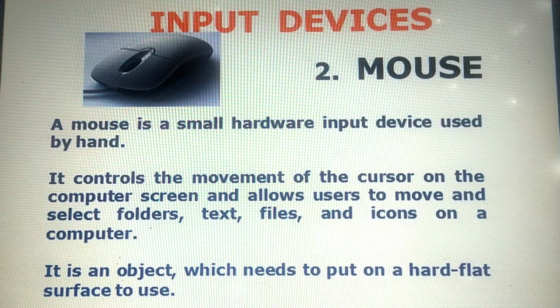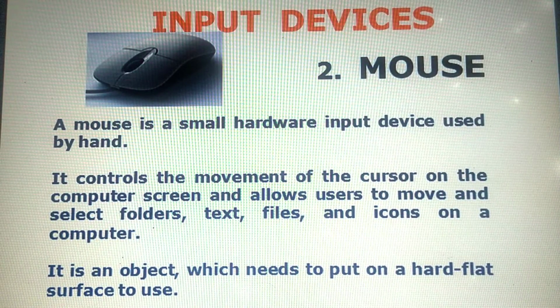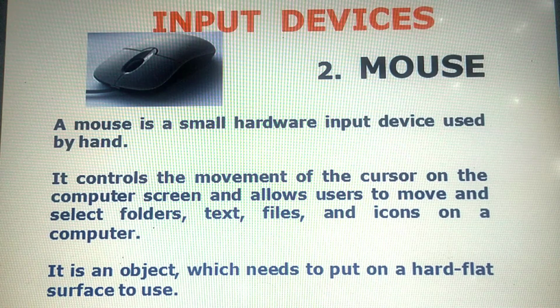Second input device is the mouse. A mouse is a small hardware input device used by hand. It controls the movement of the mouse cursor on the computer screen and allows users to move and select folders, text files and icons on a computer. It is an object which needs to be put on a hard flat surface to use.